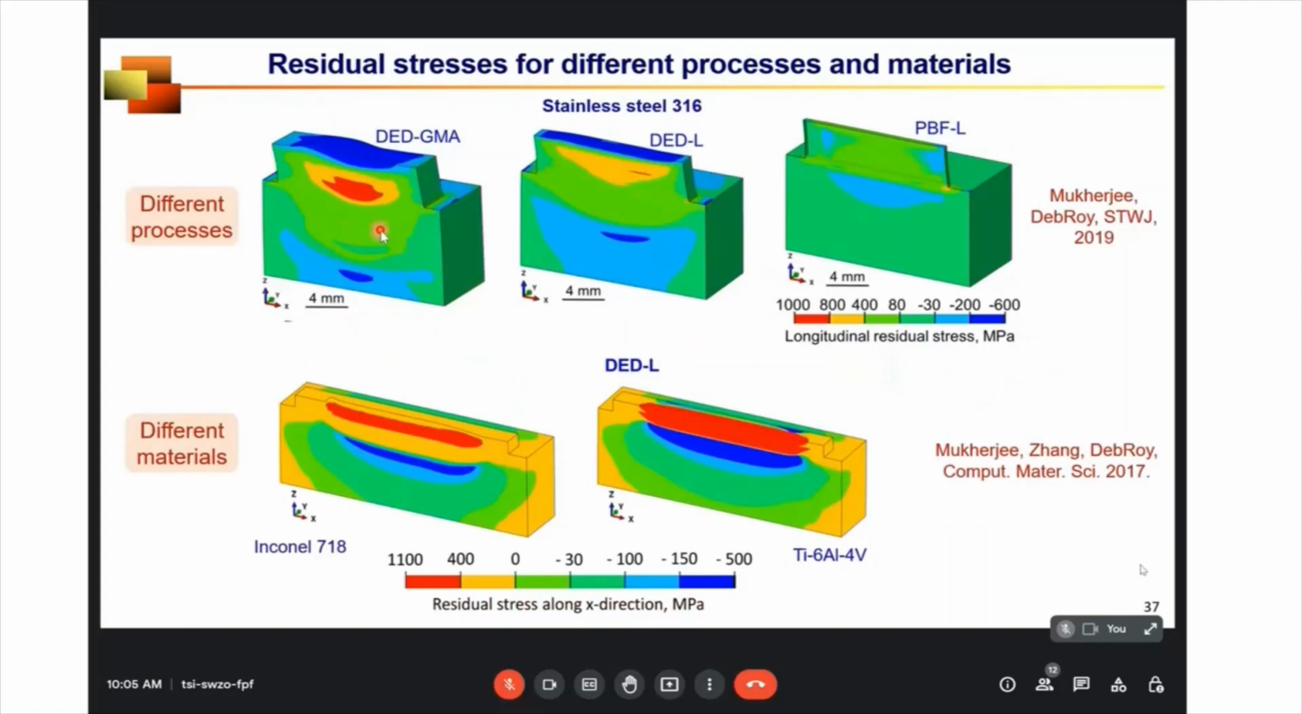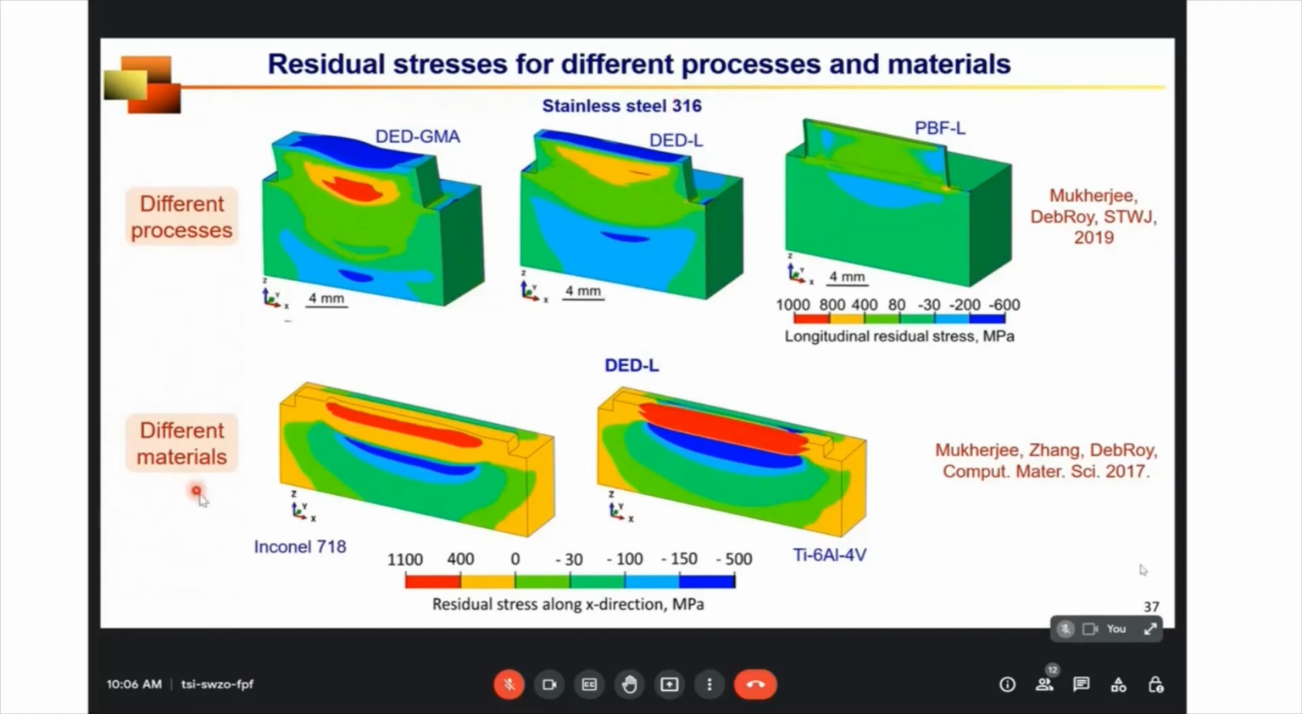Residual stresses also vary significantly for the same alloy if we take different processes. For example, for powder bed, since we deposit a very thin layer, the stress accumulation is quite less. But in contrast, for the gas metal arc-based process, where we deposit a lot of material, it accumulates higher residual stress, as you can compare here, for the same material.